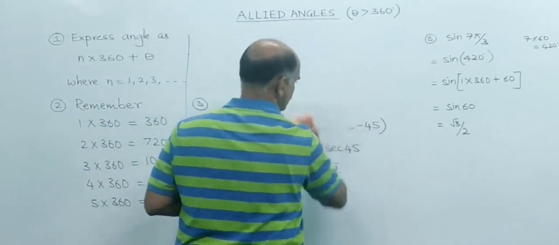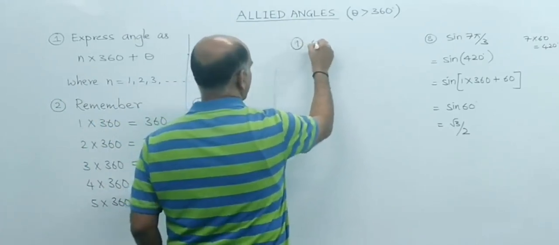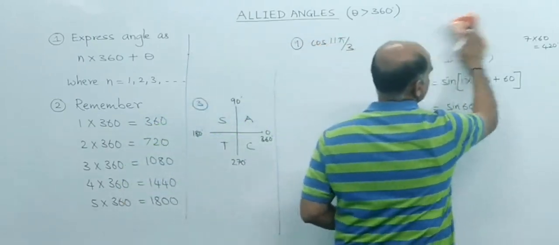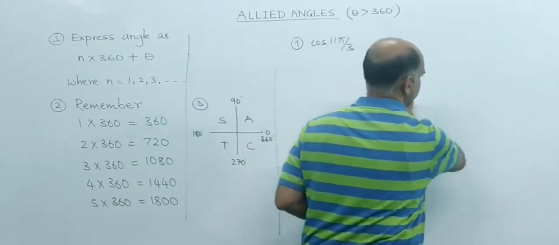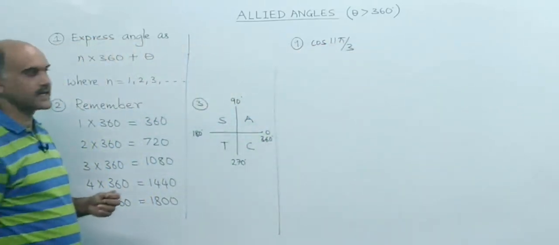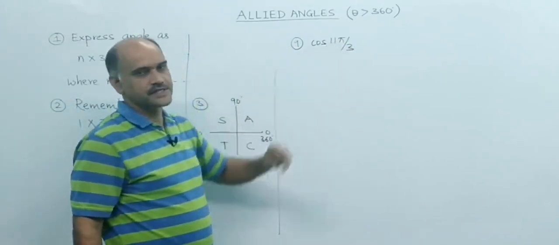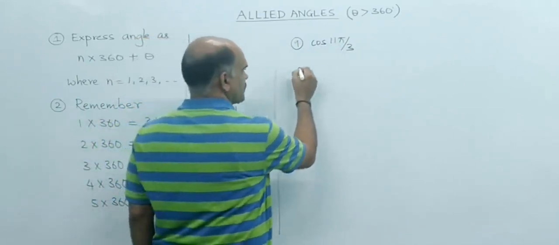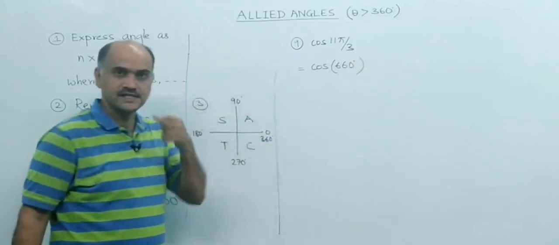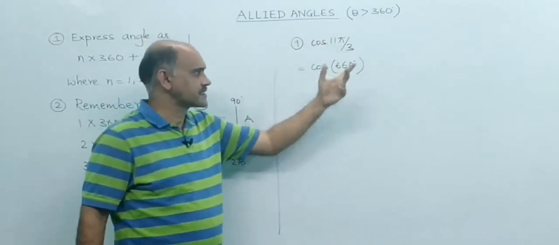Next, the ninth one, cos 11 pi by 3. Again, first you convert this angle into degree. Pi by 3 is 60. 60 into 11 is 660. So you will have cos 660.